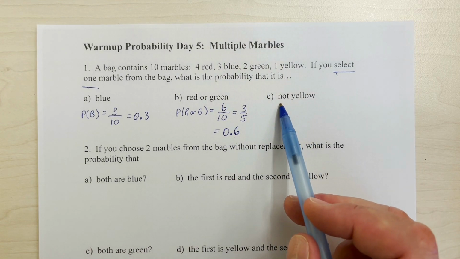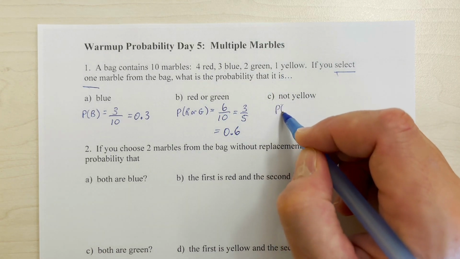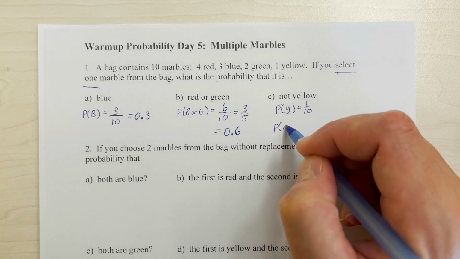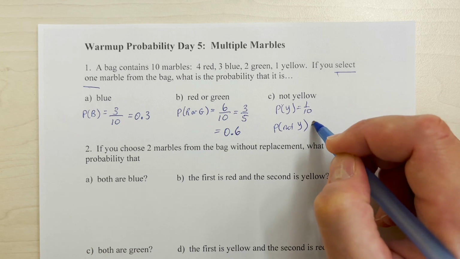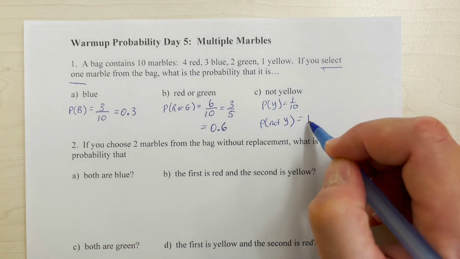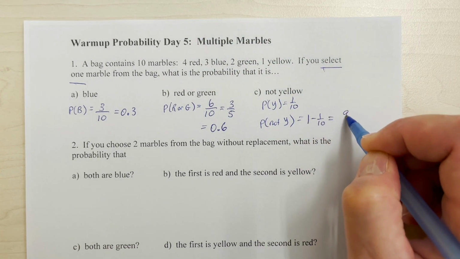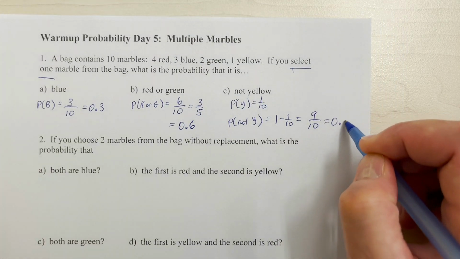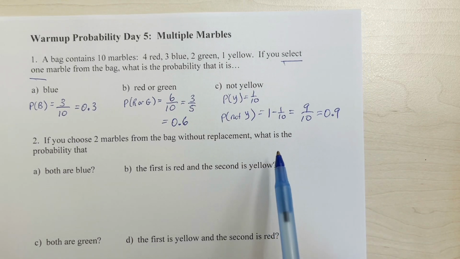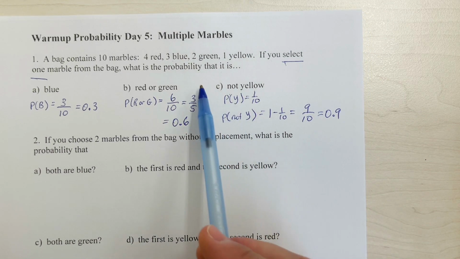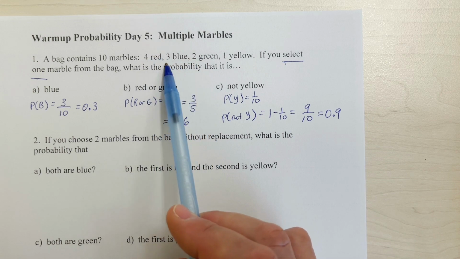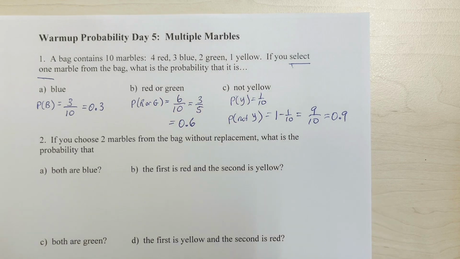What's the probability that it is not yellow? Now yellow, the probability of yellow is 1 out of 10. That means the probability of not yellow is everything else. So if I take my 100%, which is 1, and I subtract 1/10, what I get is 9 out of 10, or 0.9. And again, if that's kind of confusing to you, count the not yellows. 4 red, 3 blue, 2 green. If I add those up, I have 9, and I get 0.9.